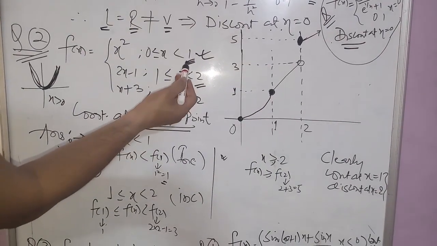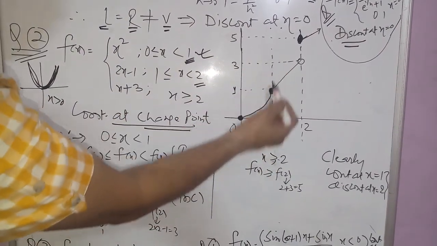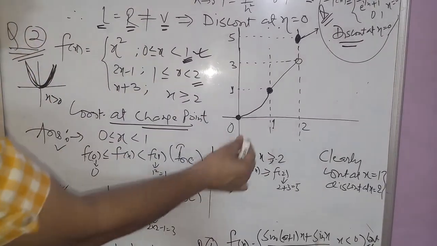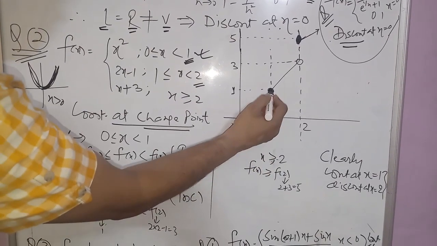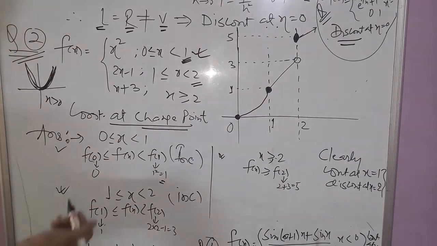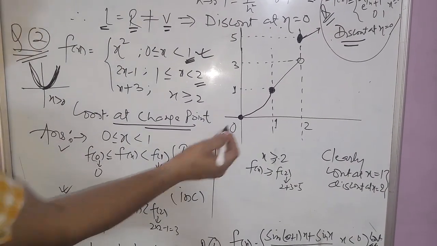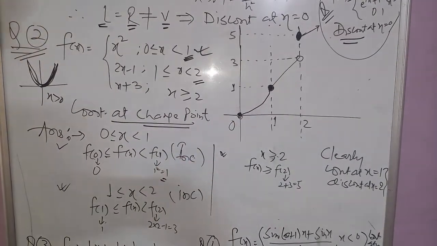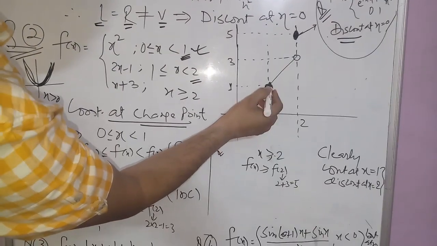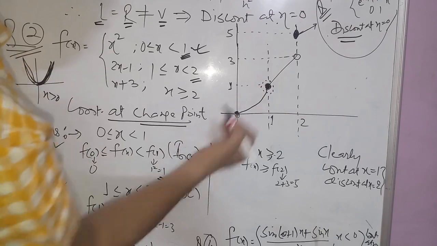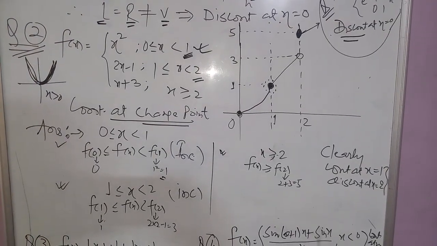First of all, we draw the change points x equal to 1 and x equal to 2. Between 0 and 1, we draw the portion of the curve y equal to x square. Equality is at the left end, so this point is included and this point is excluded. So here this point is excluded in the graph, shown open.